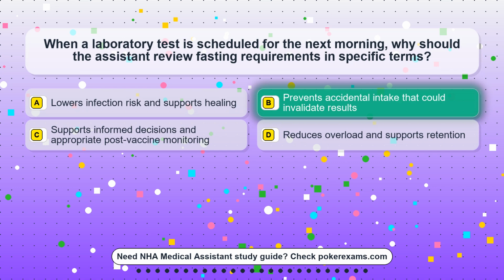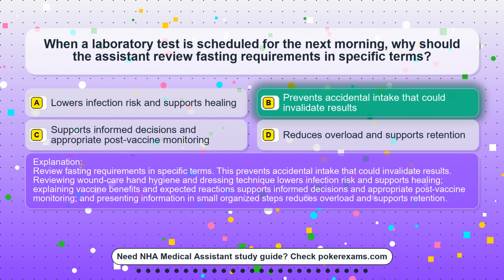The correct answer is option B. Prevents accidental intake that could invalidate results. Review fasting requirements in specific terms. This prevents accidental intake that could invalidate results. Reviewing wound-care hand hygiene and dressing technique lowers infection risk and supports healing. Explaining vaccine benefits and expected reactions supports informed decisions and appropriate post-vaccine monitoring. And presenting information in small organized steps reduces overload and supports retention.